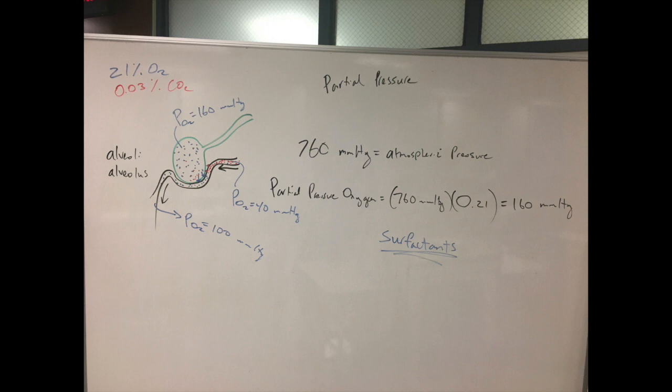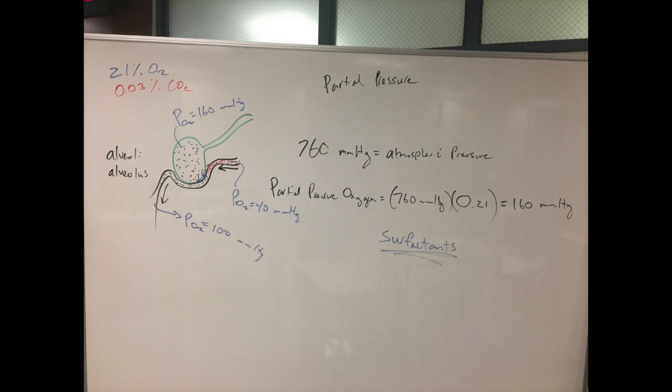Now, what do you guys think the partial pressure of oxygen is in this capillary that's going to the alveoli? It's going to be less than 160? Yeah, it's going to be less. In fact, it's about 40 millimeters of mercury. So here, the partial pressure of oxygen is 40 millimeters of mercury. It's much less. And we already know that oxygen is going to diffuse from here to there. There's more in here, and this partial pressure just backs that up.